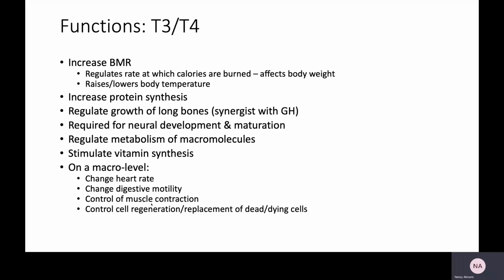They are required for appropriate development of the neural tube as well as its maturation. They're going to help regulate metabolism of not only glucose, but the other macromolecules also. Quick, what are they? The 4 macromolecules. You should know that. They will stimulate vitamin synthesis. On a macro level, as in what do they do physiologically to us? They can change your heart rate, change digestive motility, help control muscle contraction, control cell regeneration, and replacement of dead or dying cells.